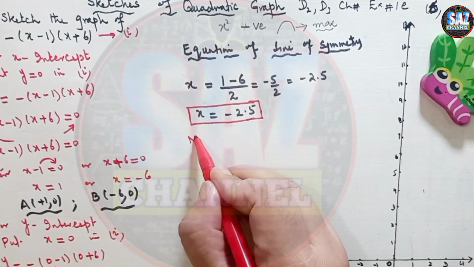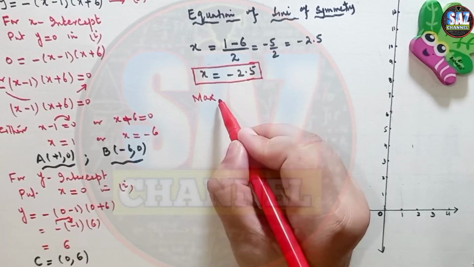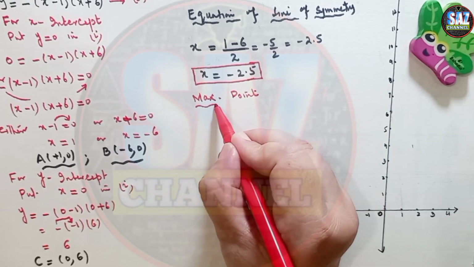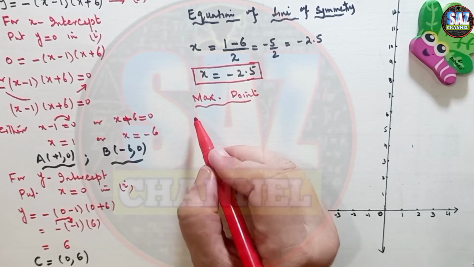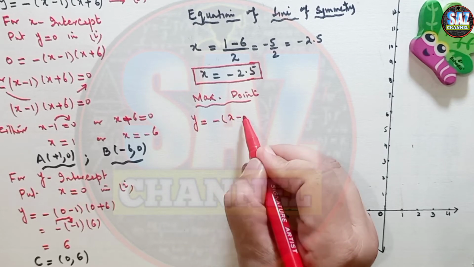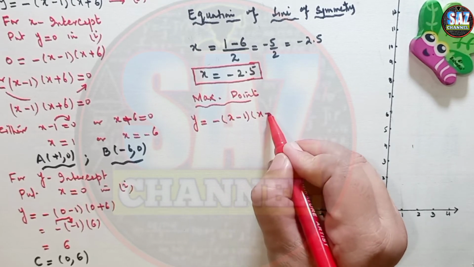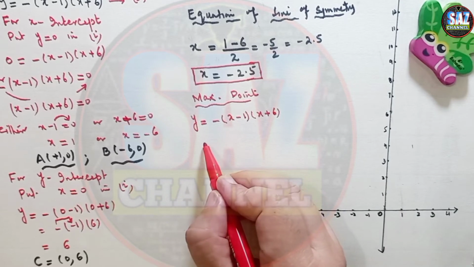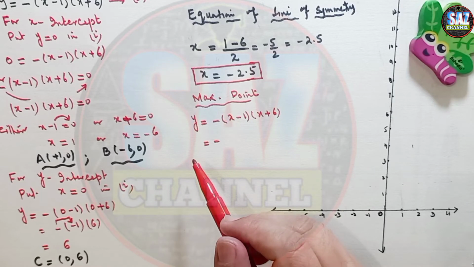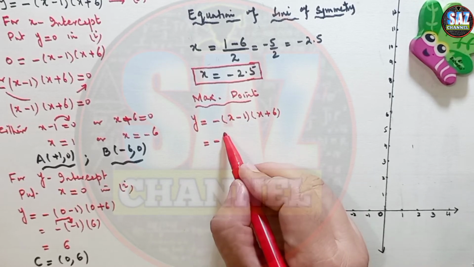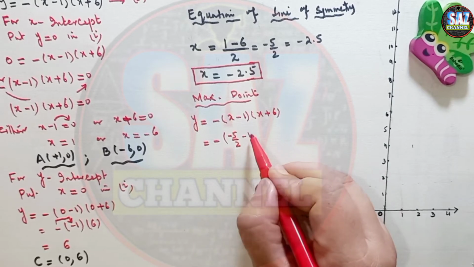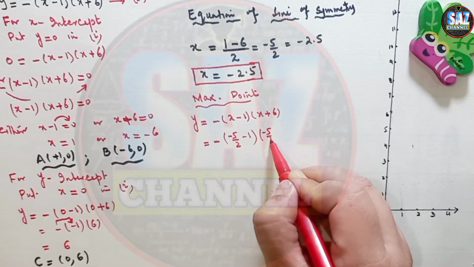So maximum point, and what is telling us about maximum or minimum point? That is the sign of the coefficient of the square term. Now y equals minus (x minus 1)(x plus 6). Okay, now I have to replace x equals minus 5 by 2, or minus 2.5: minus 5 by 2 minus 1 and minus 5 by 2 plus 6.